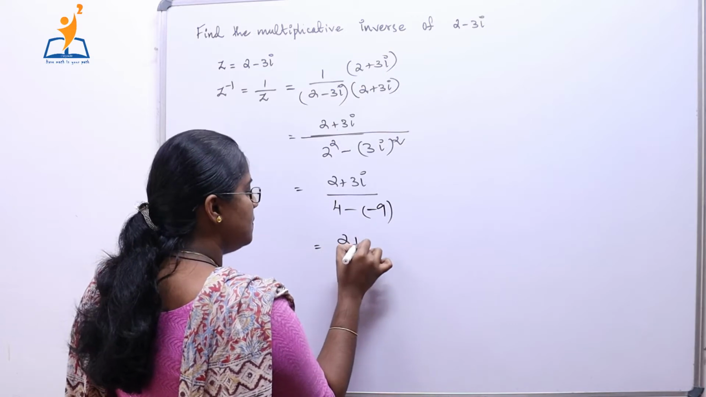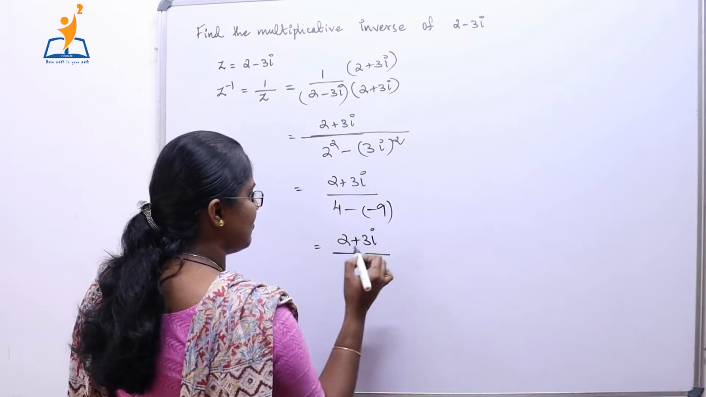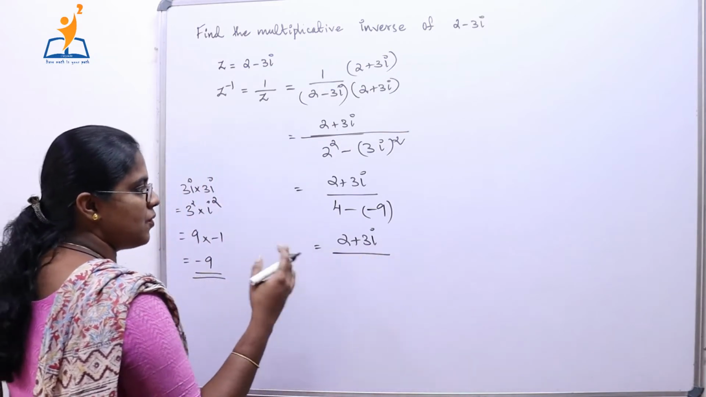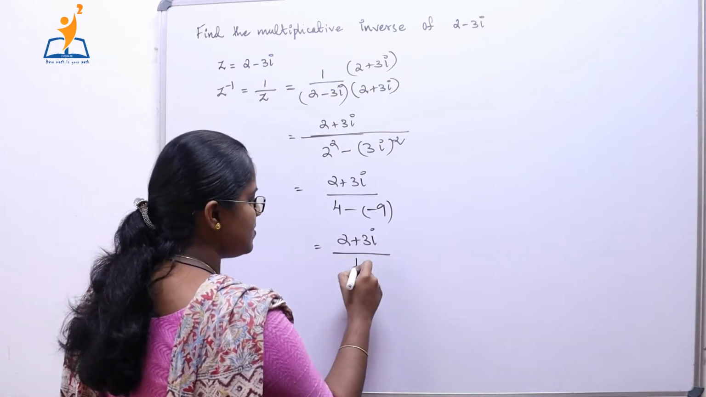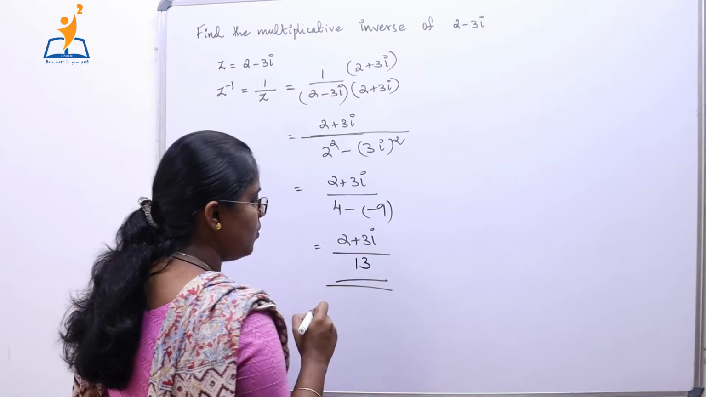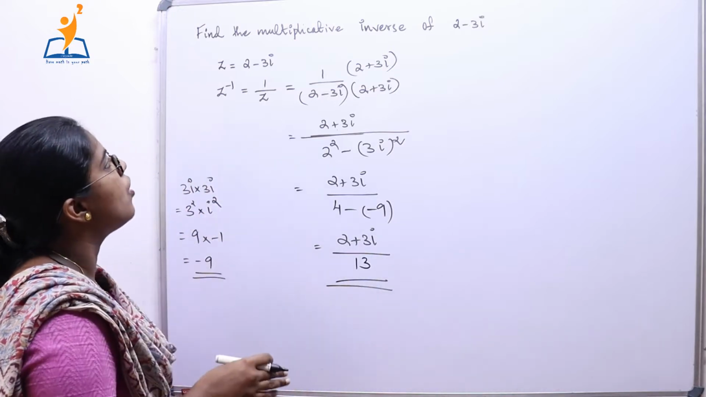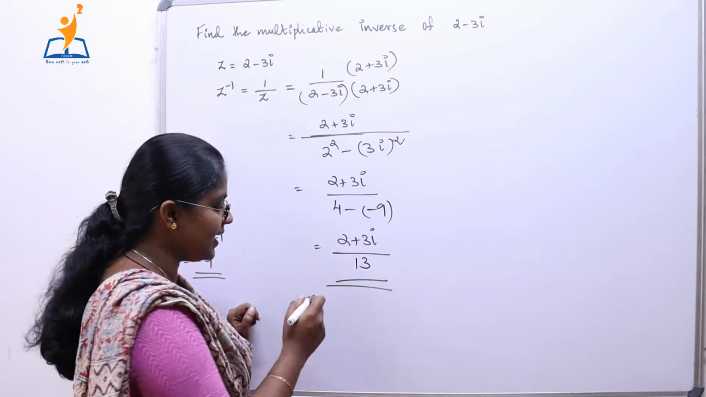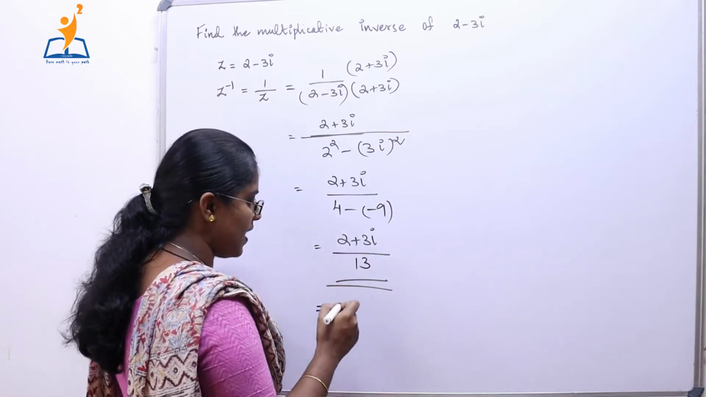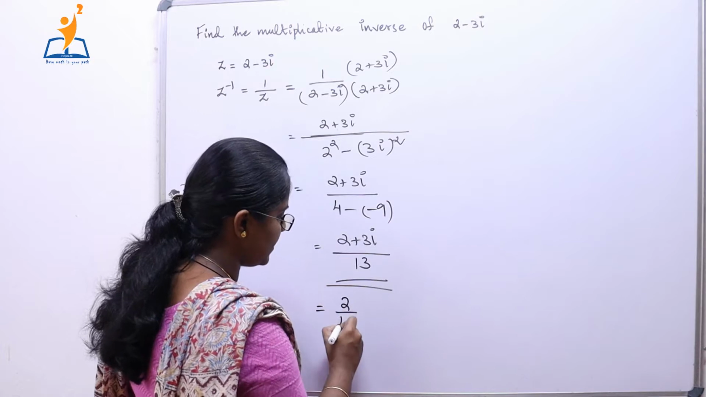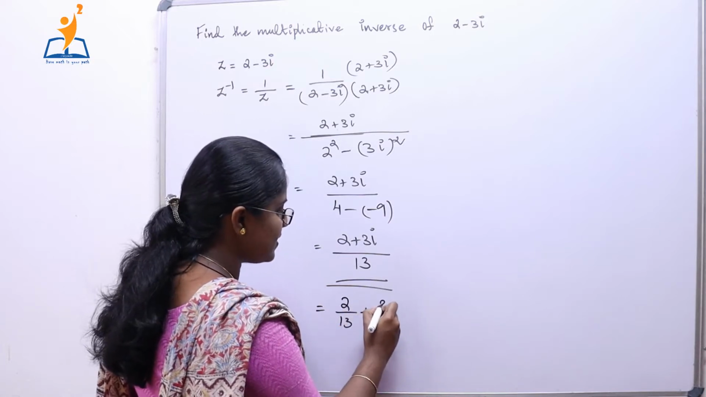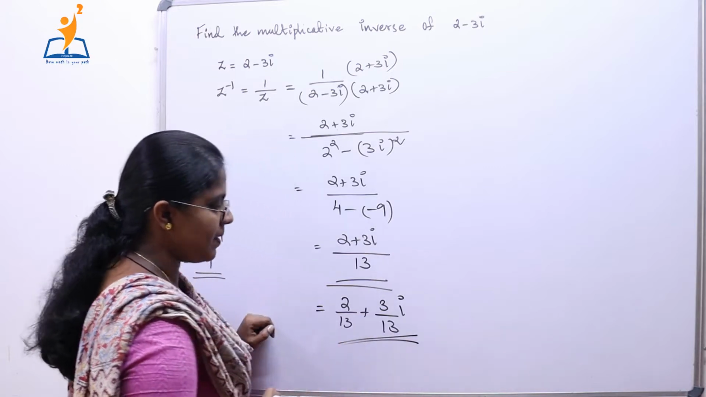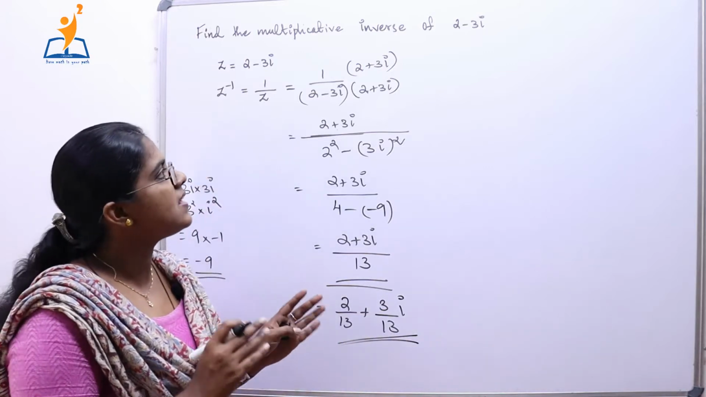Now 2 plus 3i divided by 4 minus 9 is 4 plus 9, which is 13. So the inverse of 2 minus 3i is 2 plus 3i divided by 13. And it can be written in a plus ib form like this, that is 2 by 13 plus 3 by 13 into i. This is of the form a plus ib. So that's the end of this question.